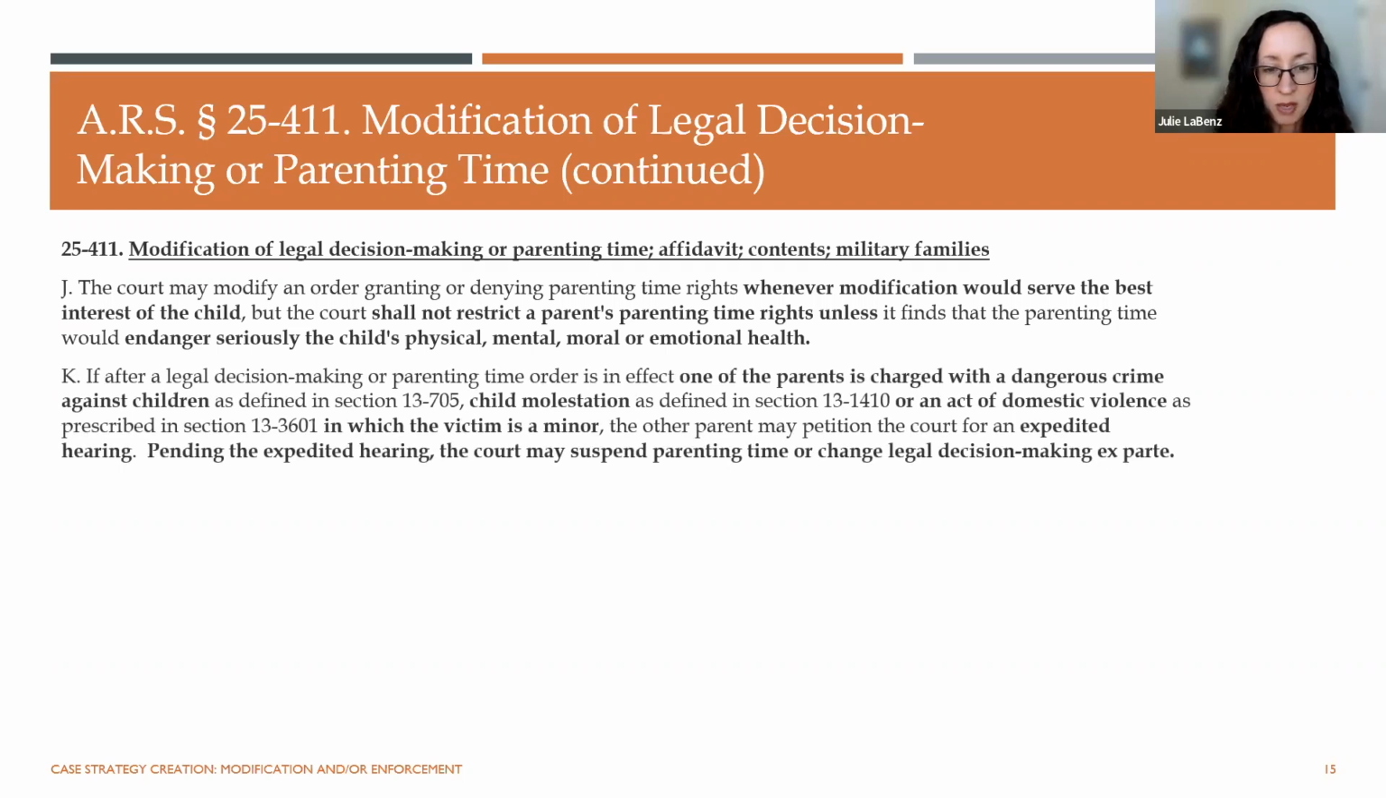After a legal decision-making or parenting time order is in effect, if one of the parents is charged with a dangerous crime against children, child molestation, or an act of domestic violence in which the victim is a minor, then the other parent can petition the court for expedited relief. And pending the expedited hearing, between the time you petition the court and you actually get to see the judge, the court can issue an order suspending parenting time or changing legal decision-making ex parte, which means without hearing from the other parent.